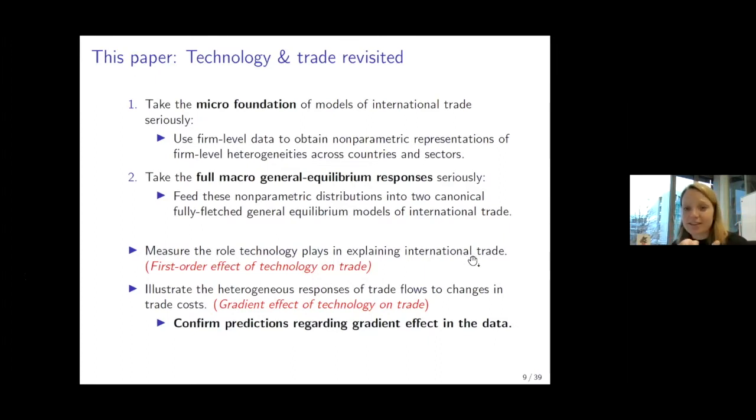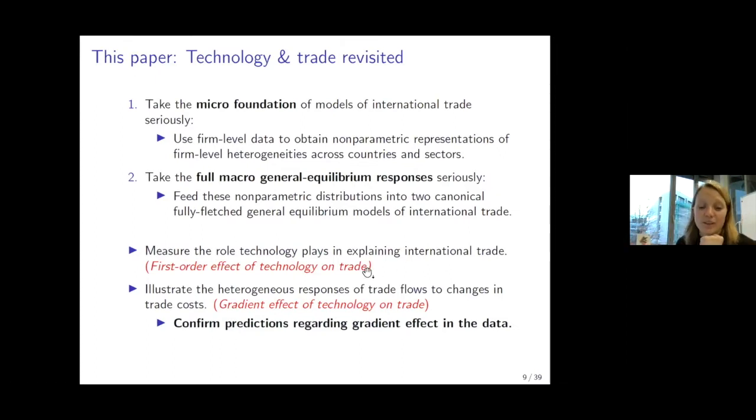And once we have this model, we will use it as a laboratory to understand the question we started this project with: what is actually the role of technology in our modern trade models, in contrast to a Ricardian model, where we as a field started, where trade was 100% explained by technology? We want to understand how, in our modern trade models, where we have incorporated so many more channels, technology and trade interact.